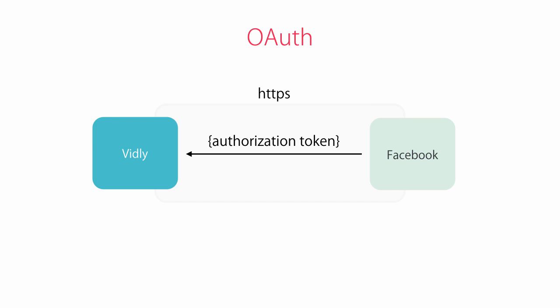Now, on Vidly, we get this authorization token and send it back to Facebook with our API key and secret. We do this because a hacker may send a random authorization token to Vidly, so we need to verify that it really came from Facebook. That's why we send it back and tell Facebook, hey, it's me, Vidly. Did you really send me this authorization token? Facebook says, yes, I did. And then it will give us an access token. With this access token, we can access some parts of the user's profile, the parts we have permission to access.